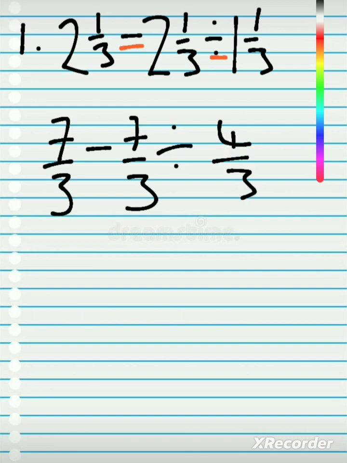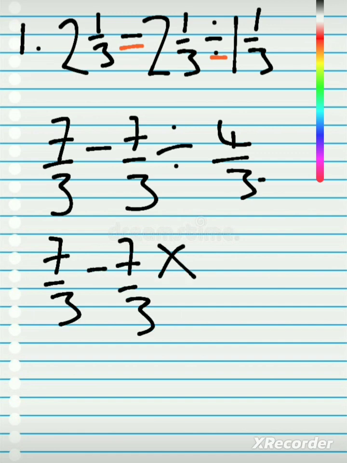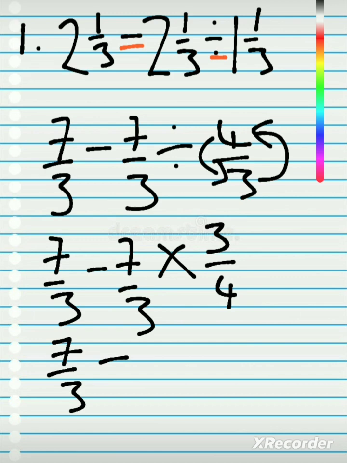In fractions, you can replace division with times. So 7 over 3 minus 7 over 3 times, and when you do that, you flip the second fraction. If you have another method, it's okay so long as it gives you the same answer. So it will be 3 over 4. So 7 over 3 minus 7 times 3 is 21, 3 times 4 is 12.